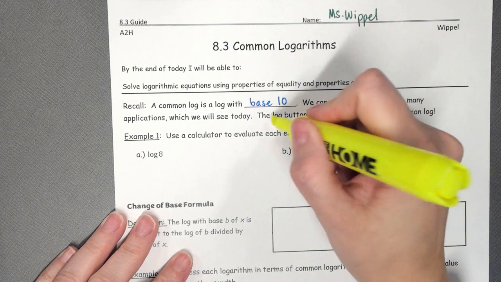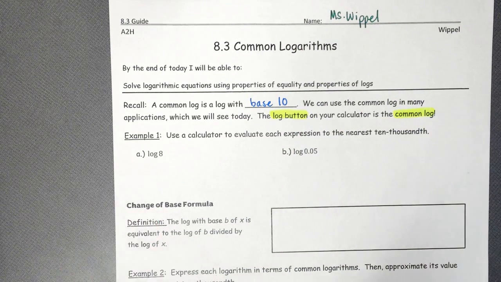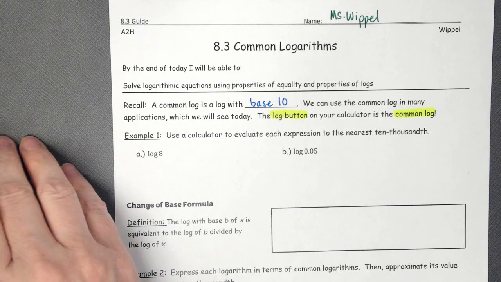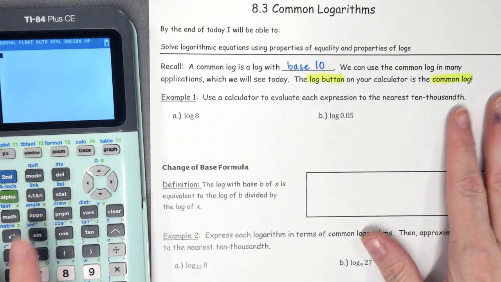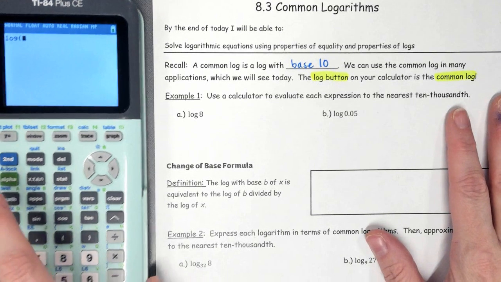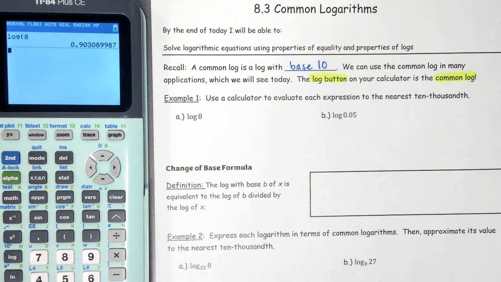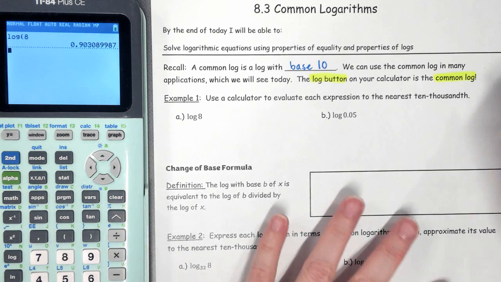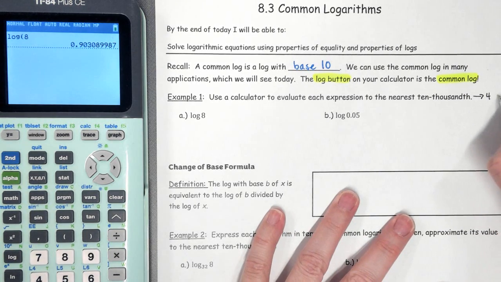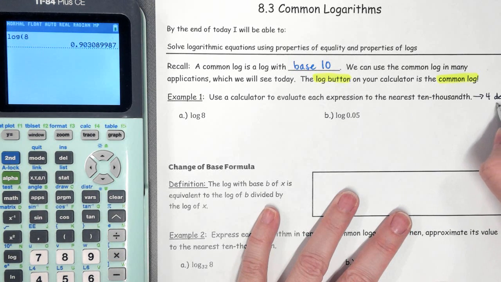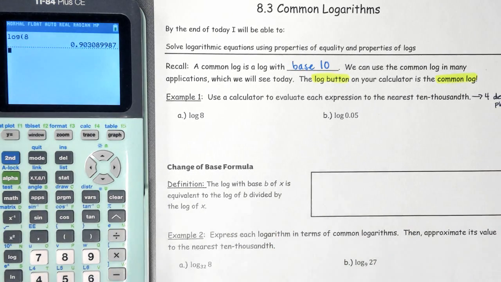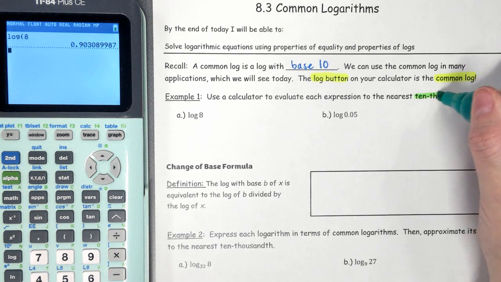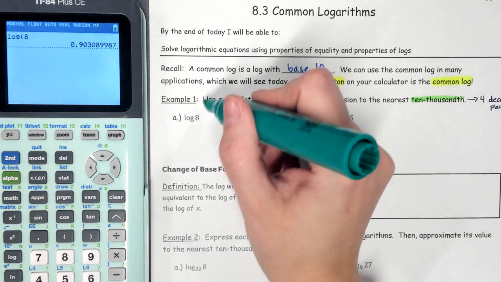So the log button on your calculator is the common log. On your calculator, all you have to do is type in the log of 8, and then we're going to round to the nearest 10,000th, which we know means 4 decimal places. Because 10,000 has how many zeros in it? 4, so that's how many decimal places it is. Okay, so if you're ever not sure, you can use that to help you. Like 100 has 2 zeros, so the nearest 100th is 2 decimal places.